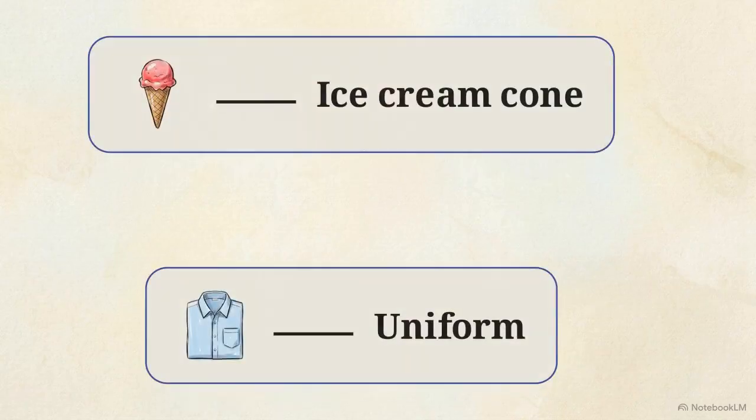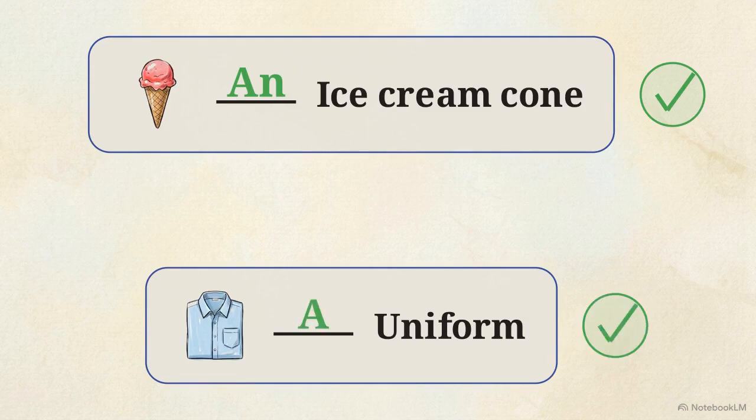Let's test these rules. Look at these two examples and determine which article belongs in the blank based on the sound. Ice cream begins with a vowel sound, so it takes an. Uniform begins with a consonant Y sound, so it takes a.